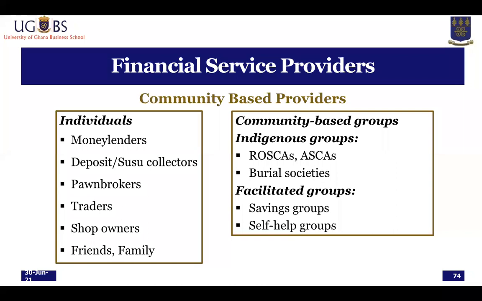Then we have more community-based groups, and the indigenous ones are usually the ROSCAs, and then the ASCAs. So these are usually associations of savings and community whatnot. We also have the burial societies. I believe that one is not lost on you as to what a burial society is. So that's for the community-based. So those are the issues.